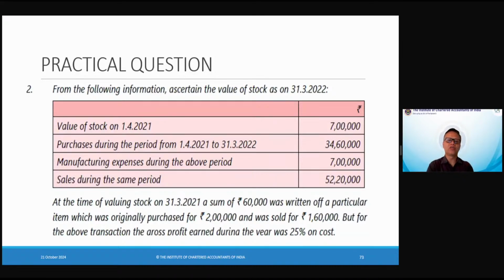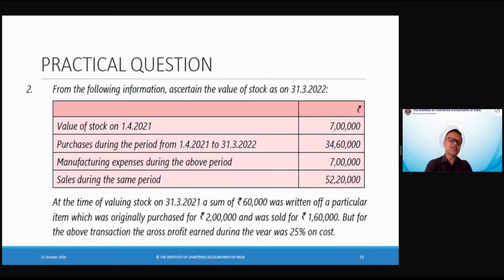Now, the information is given from the following: ascertain the value of stock as on 31st March 2022. That means you have been given the stock for 2021 and you have to find it for 2022. You have the opening stock, you have to calculate the closing stock. In this question, there is a profit given at 25% on cost. Now, when it is given on cost, calculate it on sales, and you'll get the profit margin.